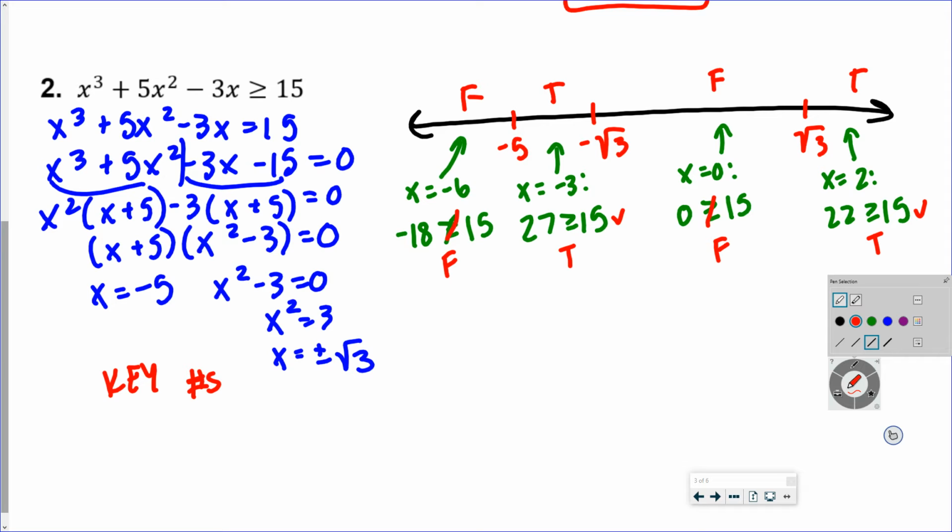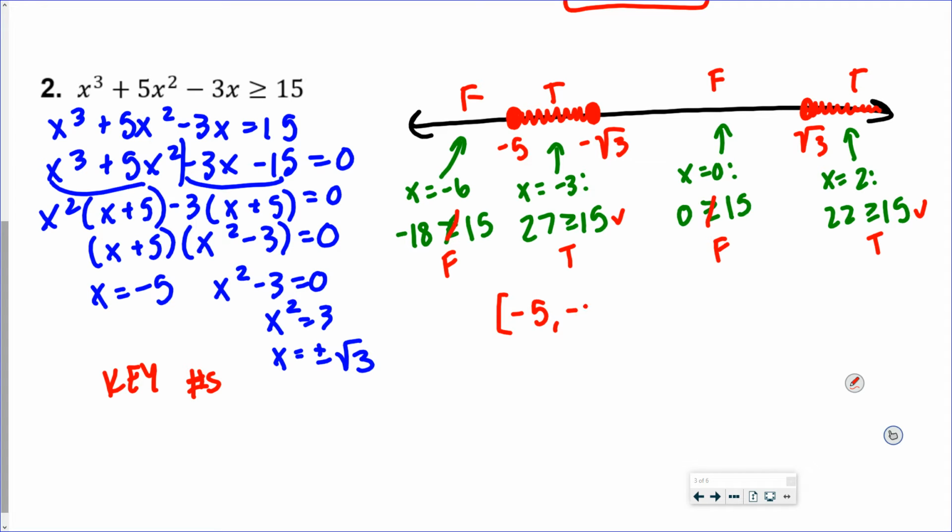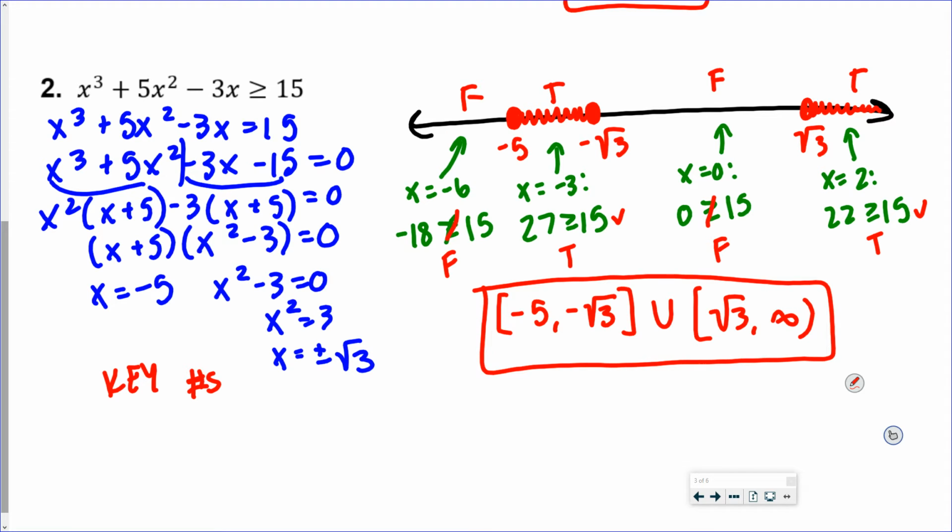Now, since my symbol is greater than or equal to, I'm going to have closed circles at these key numbers. So it's going to be shading in between -5 and negative square root of 3, closed circle here, and shading everything greater than square root of 3 as well. So my interval notation would be closed bracket, -5 to negative square root of 3, closed bracket, with the union, square root of 3, infinity, parenthesis, always around infinity. Yes, write your answer using interval notation, not set notation.